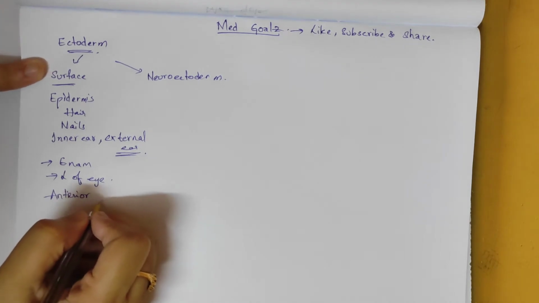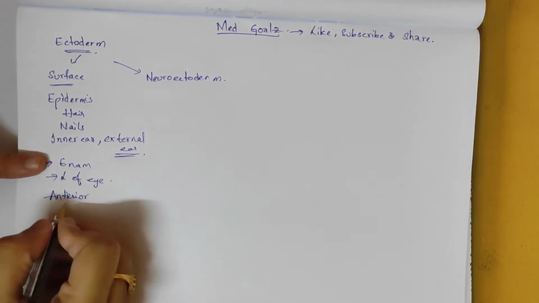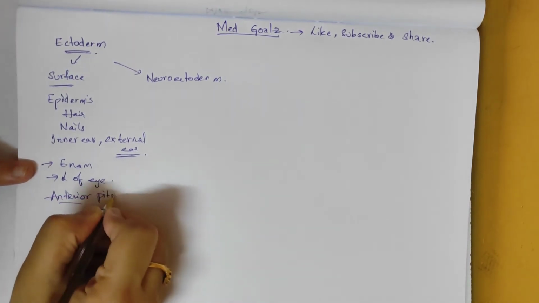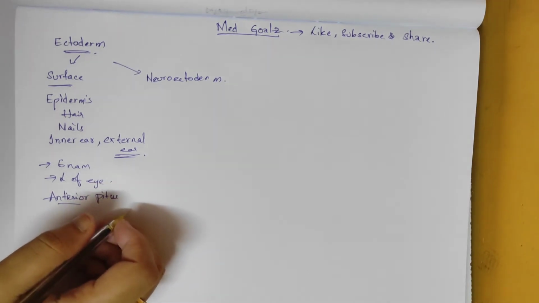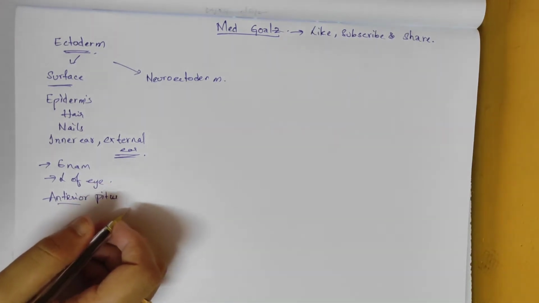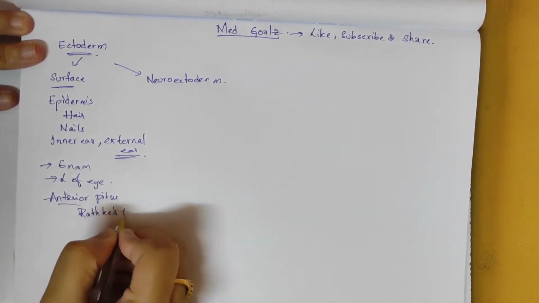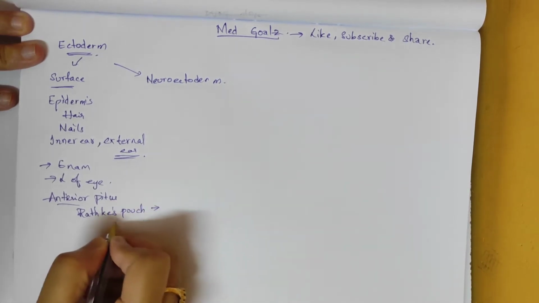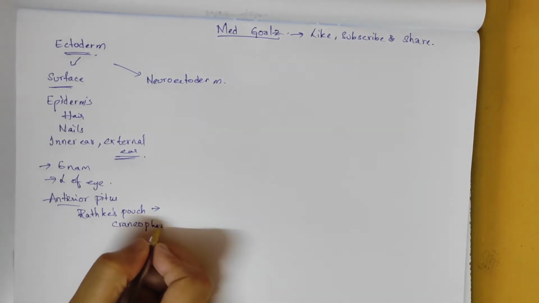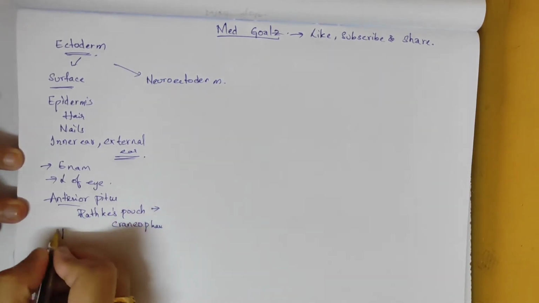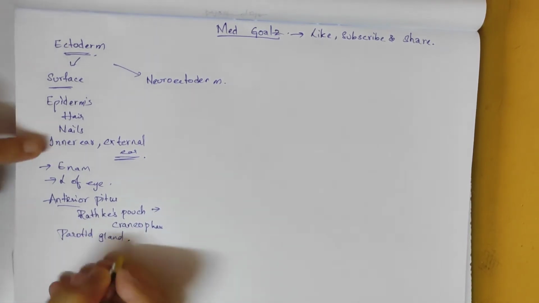So anterior pituitary is here, and where is posterior pituitary? We'll come across that later. This anterior pituitary's famous outgrowth is Rathke's pouch. As we know, if this Rathke's pouch persists, we get a disease called craniopharyngioma. This is important. And also the next one is parotid glands. This is about the surface ectoderm.